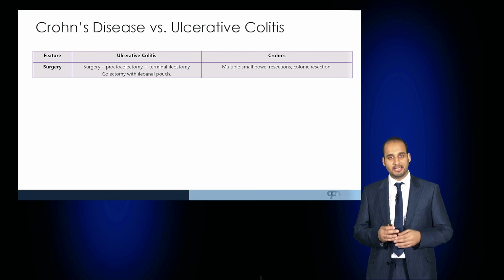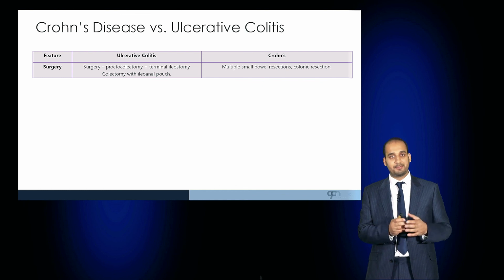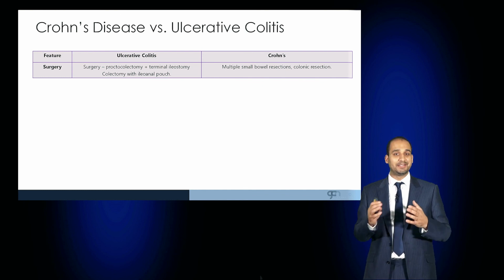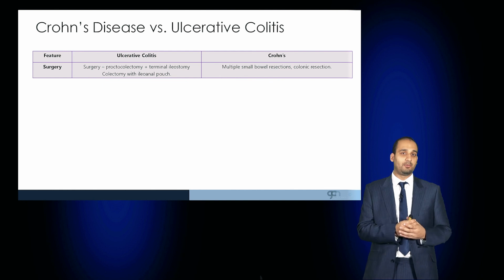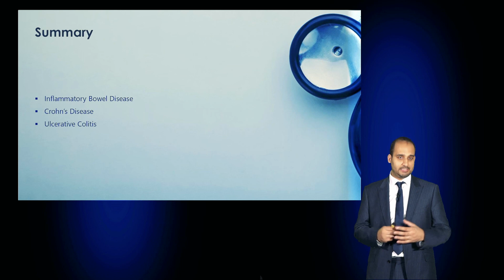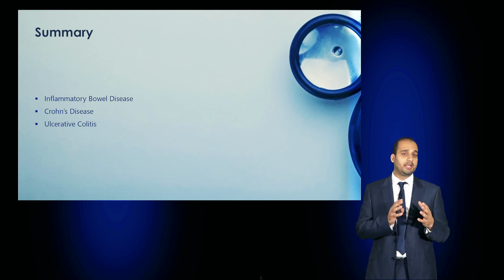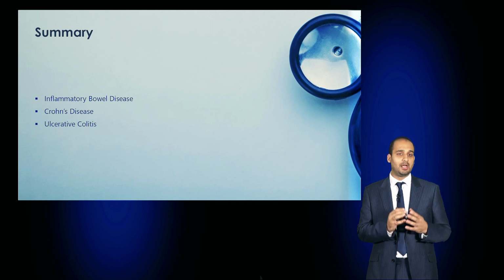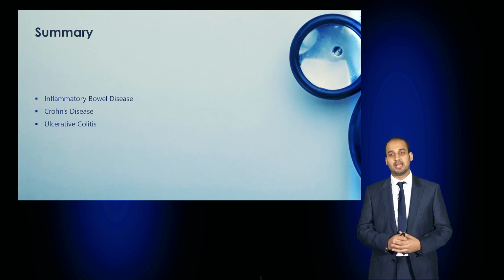For ulcerative colitis, which is affecting the rectum, they may require a proctocolectomy and a terminal ileostomy if there's severe backwash ileitis, and they may require an ileoanal pouch. Crohn's disease patients undergo multiple surgeries for multiple small bowel resections and may require a colonic resection too. So in this discussion, we've covered inflammatory bowel disease, we've compared and contrasted Crohn's disease, as well as outlined the investigations and management.